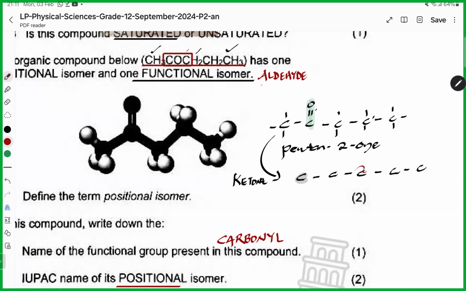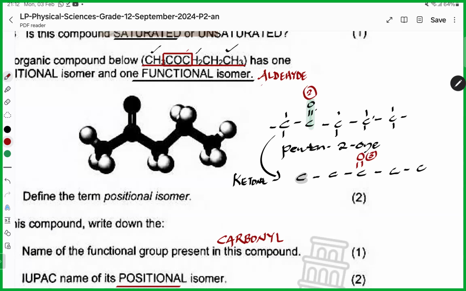Position 4. If you put it on position 4, sir, you're going to start your numbering from this side, and it's still pentan-2-one. So you haven't got another compound there. It's position 3, sir. Here, the carbonyl group is on position 2. Here, the carbonyl group is on position 3.